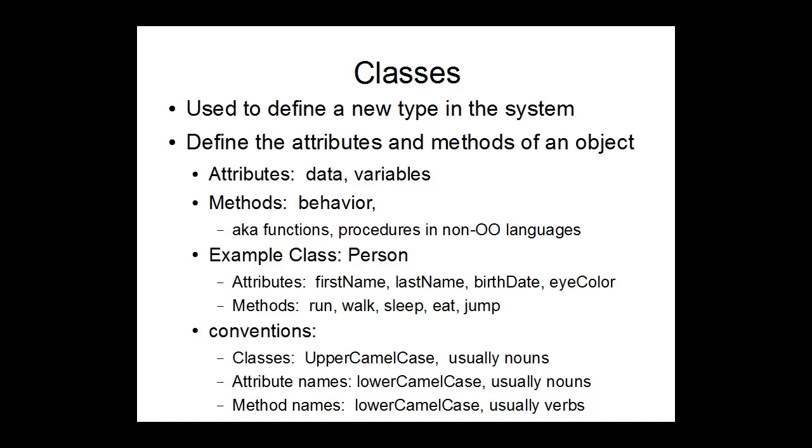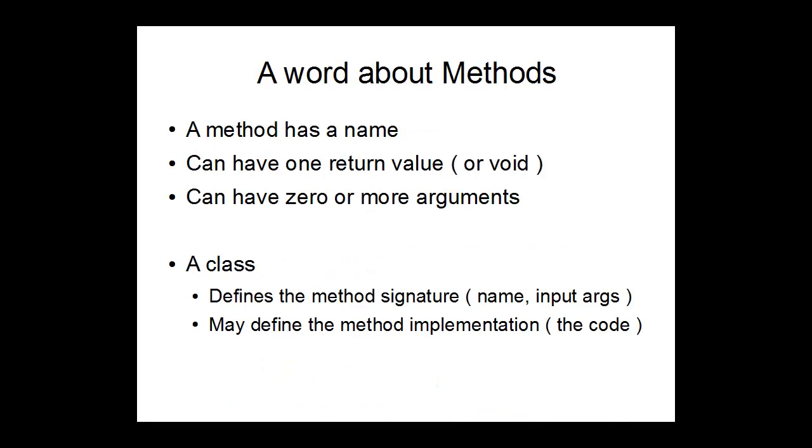The convention we use is class names. We start with an uppercase letter, and if it's multiple words, we have upper camel case. And class names are usually nouns. Attribute names and method names, we use a lower camel case. So we start with a lowercase letter conventionally, and then we might have uppercase letters separating the words. Attribute names are usually nouns, and method names are usually verbs. Again, these are just conventions. You can create your own conventions, but these are the standards that most Java programmers use.